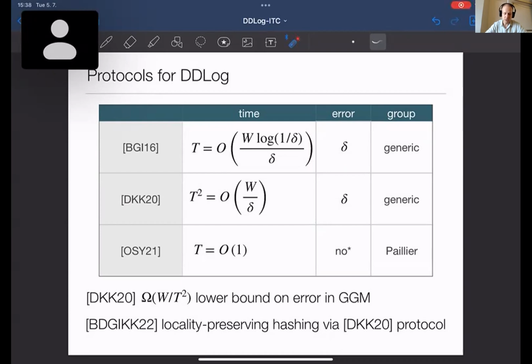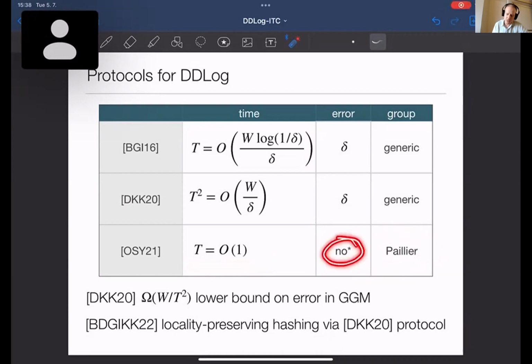For distributed D-log. However, last year in Crypto, there was a very exciting result by Orlandi, Scholl, and Yakubov. They showed that in a specific group, if you exploit the structure, and they looked at the Paillier group, you can get a protocol that has perfect correctness and actually runs in constant time, right? And this is very much due to the structure of the Paillier group. So it's not generic, but it pushed a lot of the applications of DDLog to being very practical.